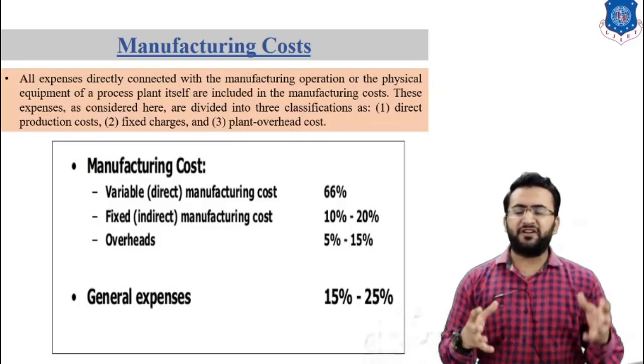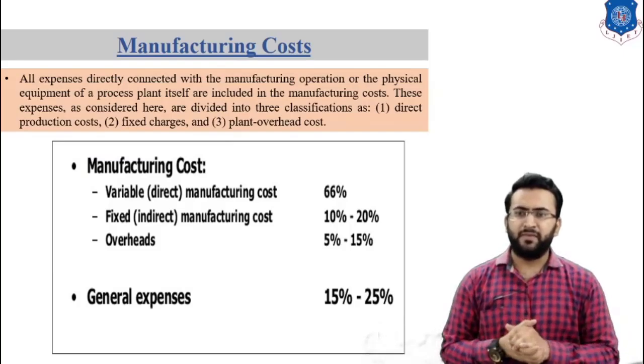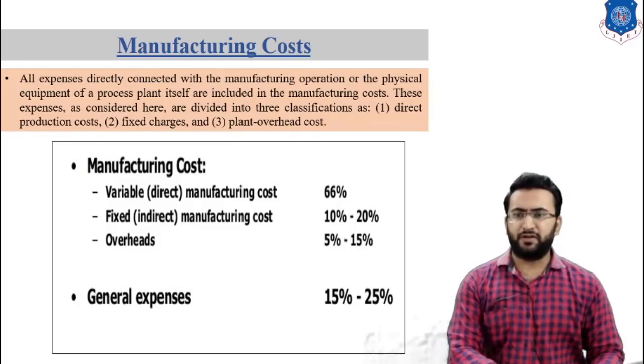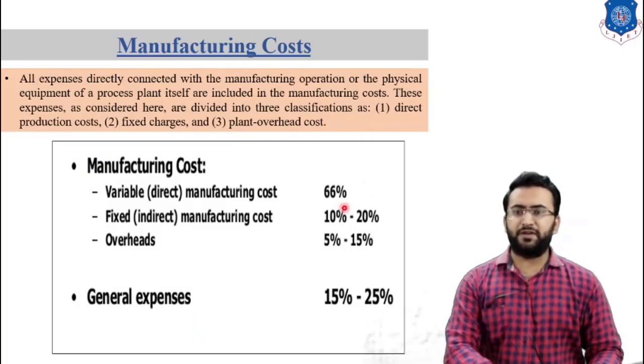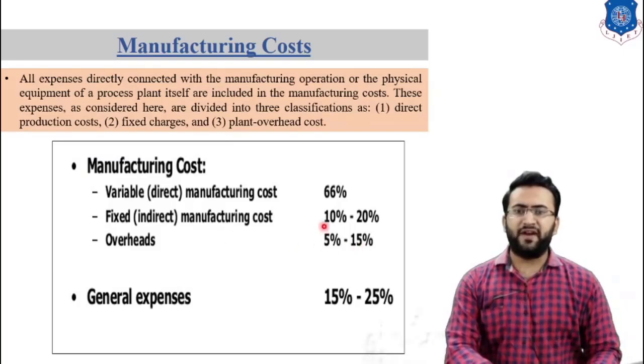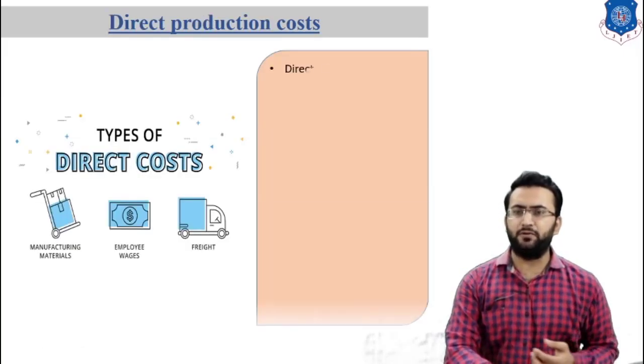Manufacturing cost for any industry, company or refinery ranges from 75% to 85%, in which 66% is the direct manufacturing cost, 10 to 20% is the indirect, or fixed, manufacturing cost, and 5 to 15% is the overhead cost, whereas general expenses are 15% to 25%.